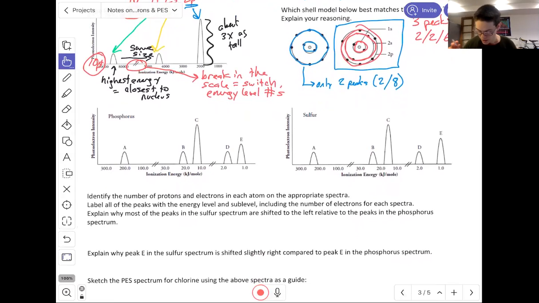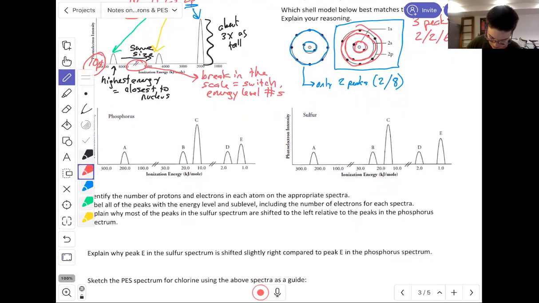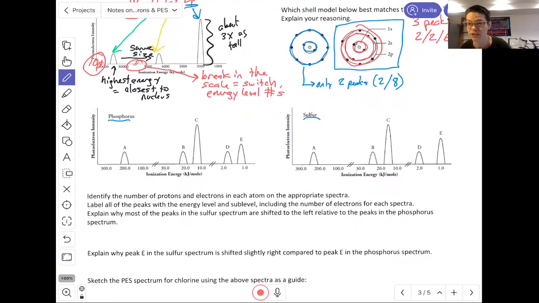Okay, so we've got 2 new spectrums. One is for phosphorus, one is for sulfur. They have very nicely labeled them for us so we don't have to guess. Phosphorus and sulfur. How many electrons does each one of those have? 15 for phosphorus, 16 for sulfur. All right, so we got 15 and 16, so we've done that.